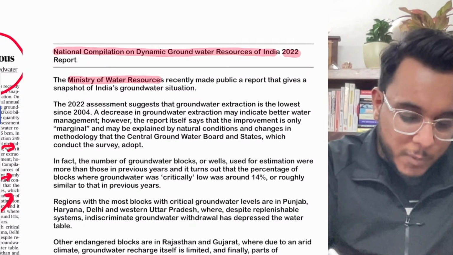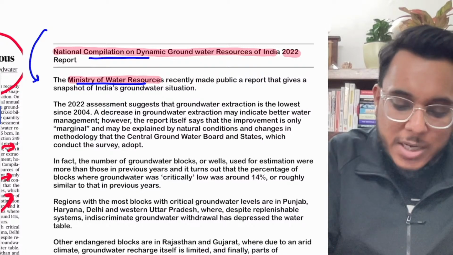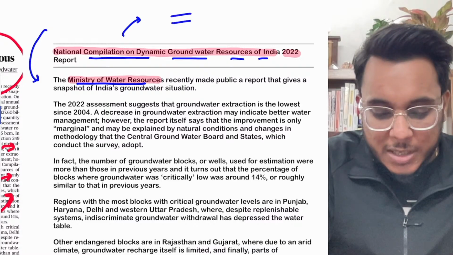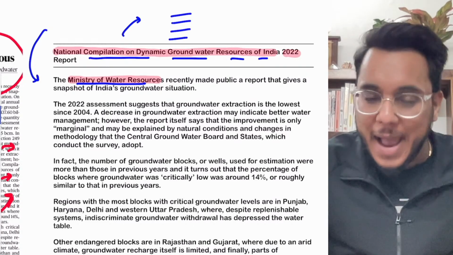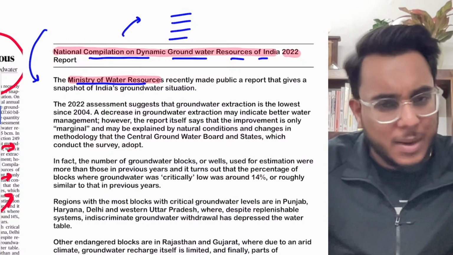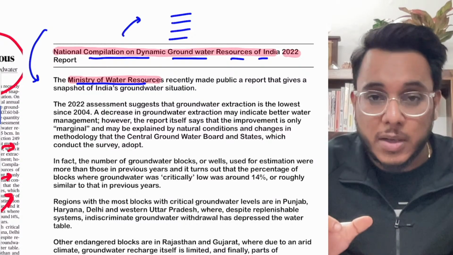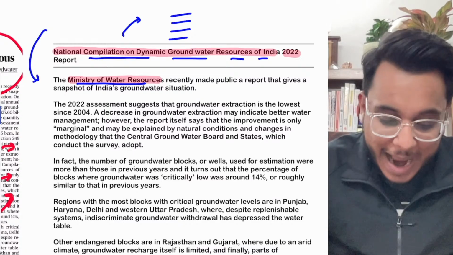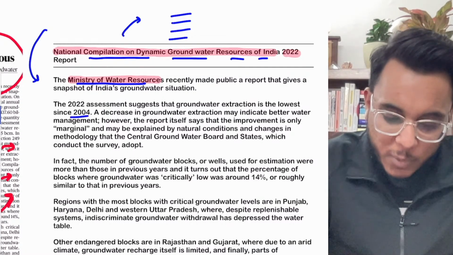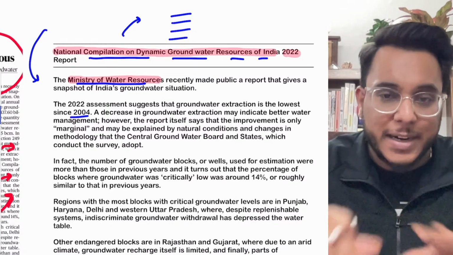Now moving on. So recently, as I told you, the Ministry of Water Resources has released the National Compilation on Dynamic Groundwater Resources in India 2022 report. This report has measured the groundwater situation in India, and it has compared the groundwater situation in 2022 with 2020 and other years also. The report says that in India the condition of groundwater has actually improved, and the improvement is the best since 2004. Now, how do you say that the groundwater is improving? Groundwater will improve if two conditions are there.